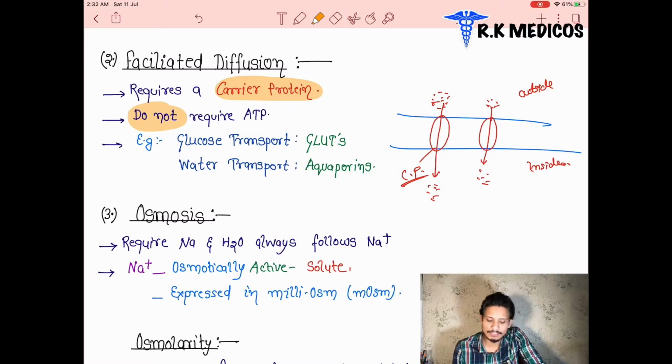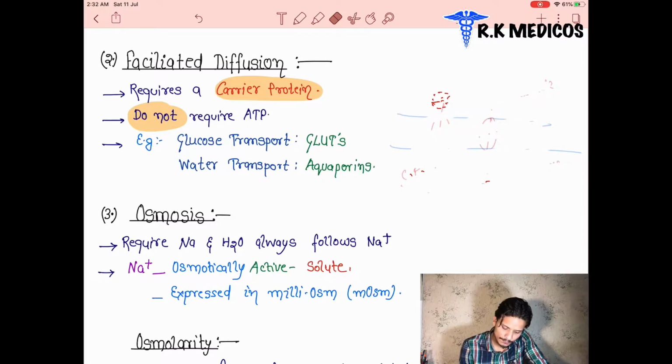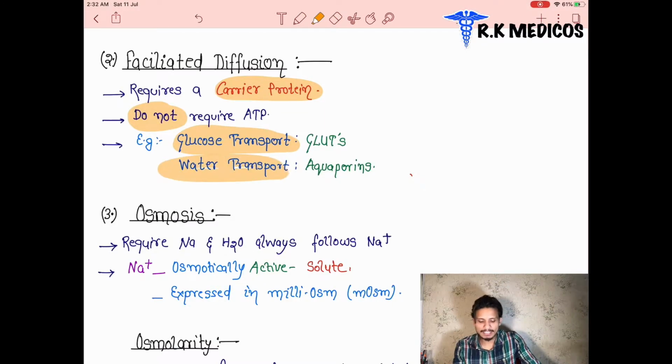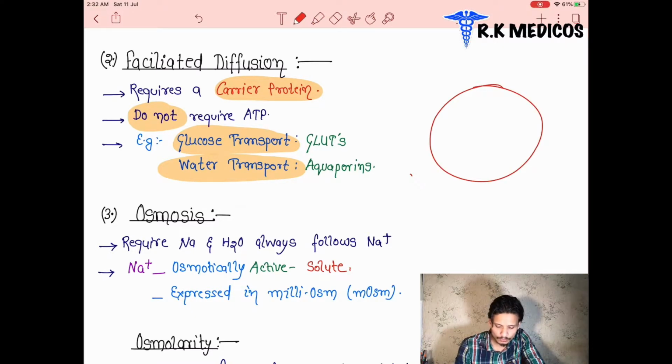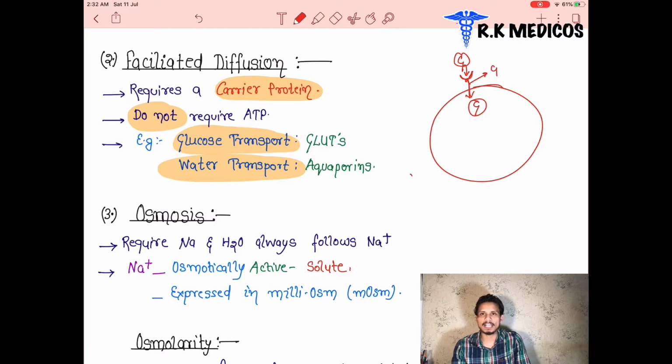So what types of proteins or carrier proteins are involved in facilitated diffusion? The facilitated diffusion is done by what type of receptors or channels? We can see there are two different types: glucose transport and water transport. For glucose transport in any cell, suppose this is the cell and one receptor is present. Through this receptor the glucose molecule binds to it and is then transported inside the cell.